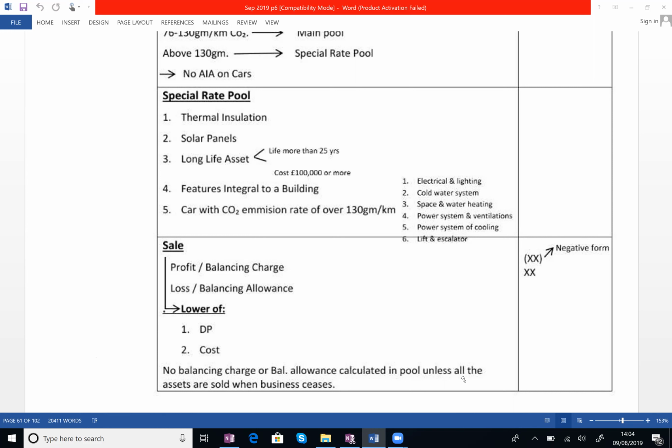Next, she only disposed of a plant on 5 April 17 for 12,000, original cost 16,000. Choose the lower of cost and disposal proceeds when you sell the asset. Next, calculate the maximum capital allowance for the accounting period ending 5 April 18.